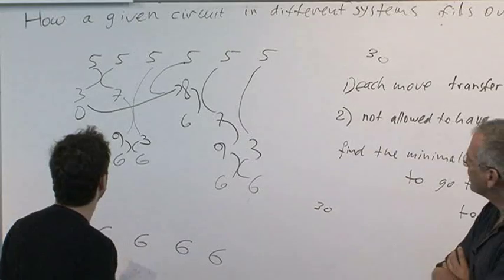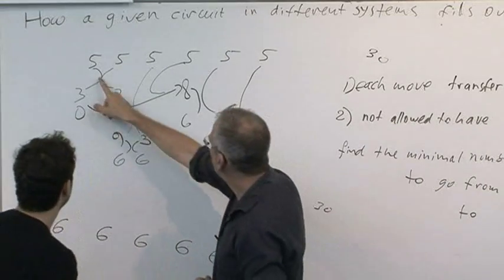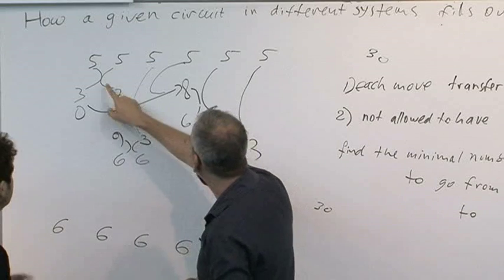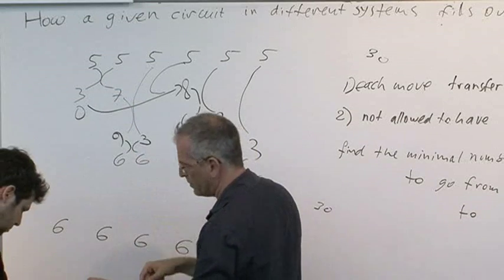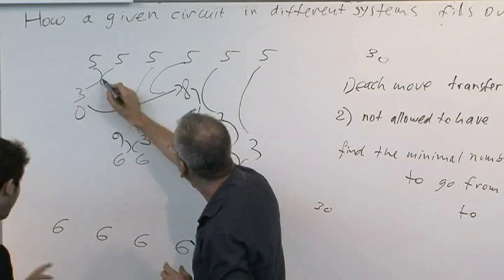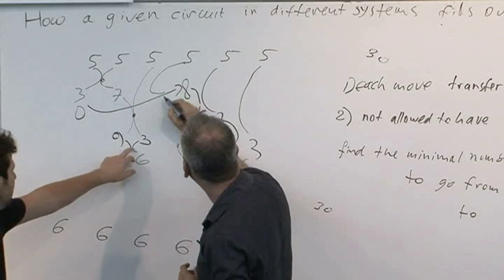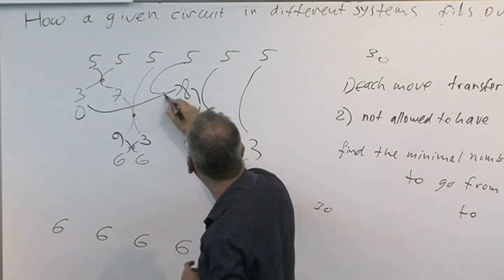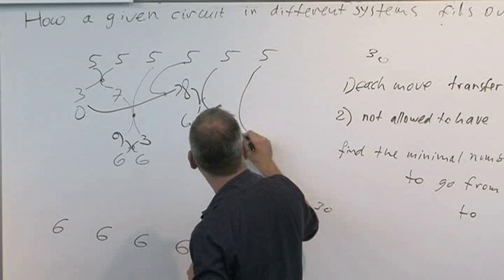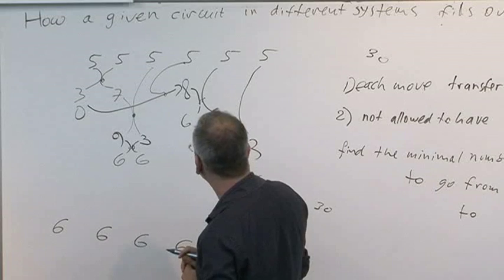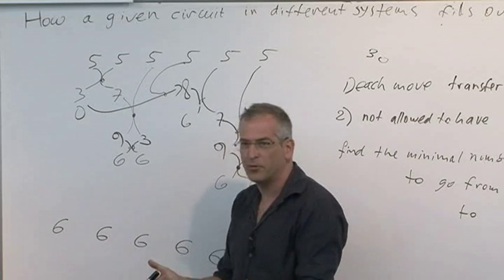Okay, so let's count the steps. We have 1, 2, 3, 4, 5. How many steps? I have 1, 7 here. 2, 3, 4, 5, 6, 7. Is that right? Okay, let's give him a round of applause.